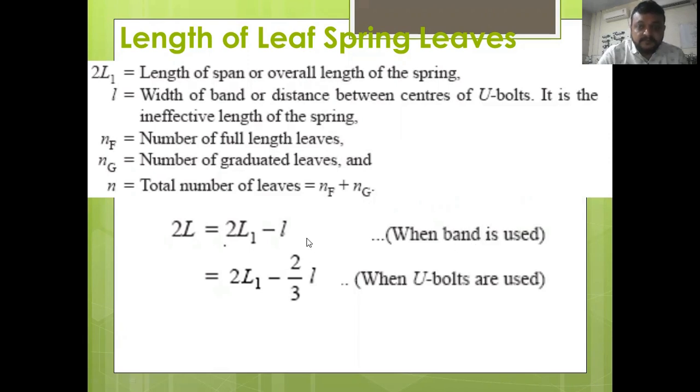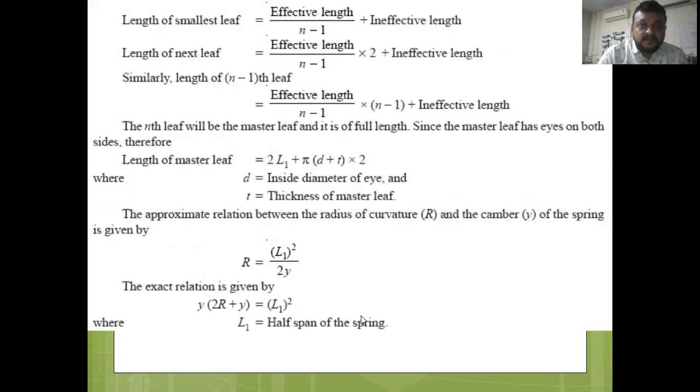If you are using a band, you simply take l, and if you are using a U bolt, you take 2/3 of the small l. Okay, where n is NF plus NG. So this will be your ineffective length. After that, take the length of the smallest leaf: effective length divided by n minus 1 plus ineffective length, and the length of the next leaf is effective length divided by n minus 1 into 2 plus ineffective length, and so on continuously, into 3, into 4, into 5.